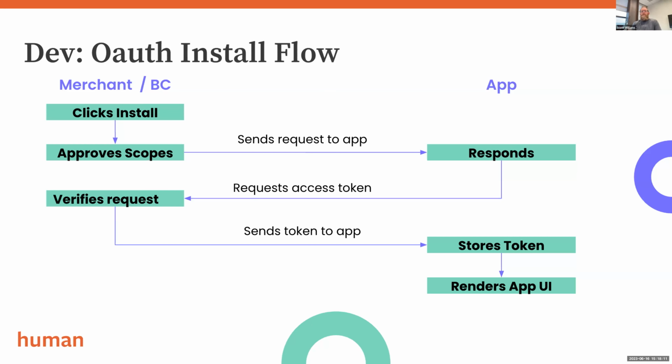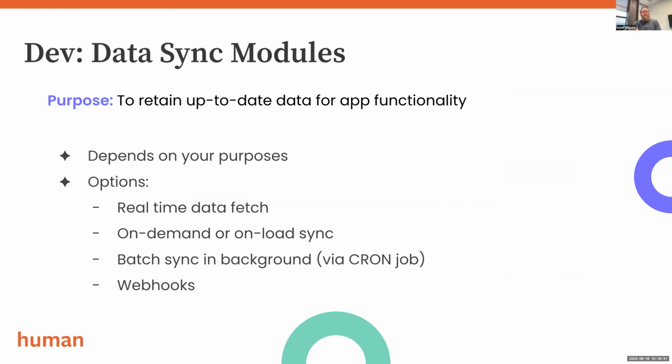So you're going to get one of these for every single store. It passes it back. You're going to store that token for future validation and for API requests. And then your app is going to render the UI so that they can see your app. Future visits are not nearly this complicated. Effectively, there's a request, your app validates it and renders the application.